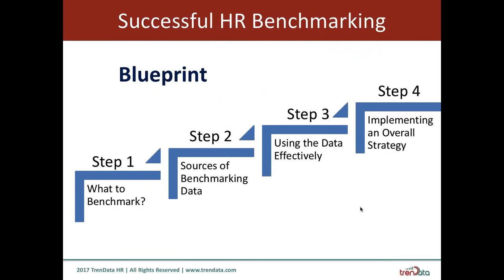Step 2 is then finding where you can get this industry information to benchmark against. Step 3 is then, once you have the information, how do you use it effectively to drive business and workforce performance? And then once you've gone through all the exercises of steps 1, 2, and 3, then it's time to implement an overall strategy where you use the knowledge you've gained in the prior steps so that you can continually update and also improve your strategy to stay current and get ahead in business.